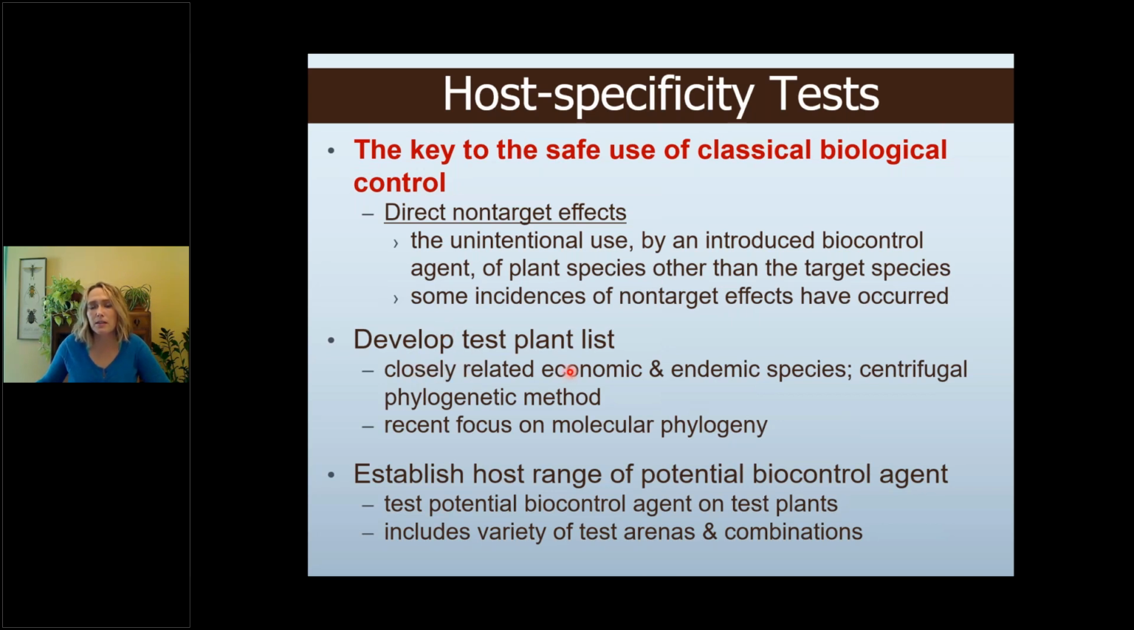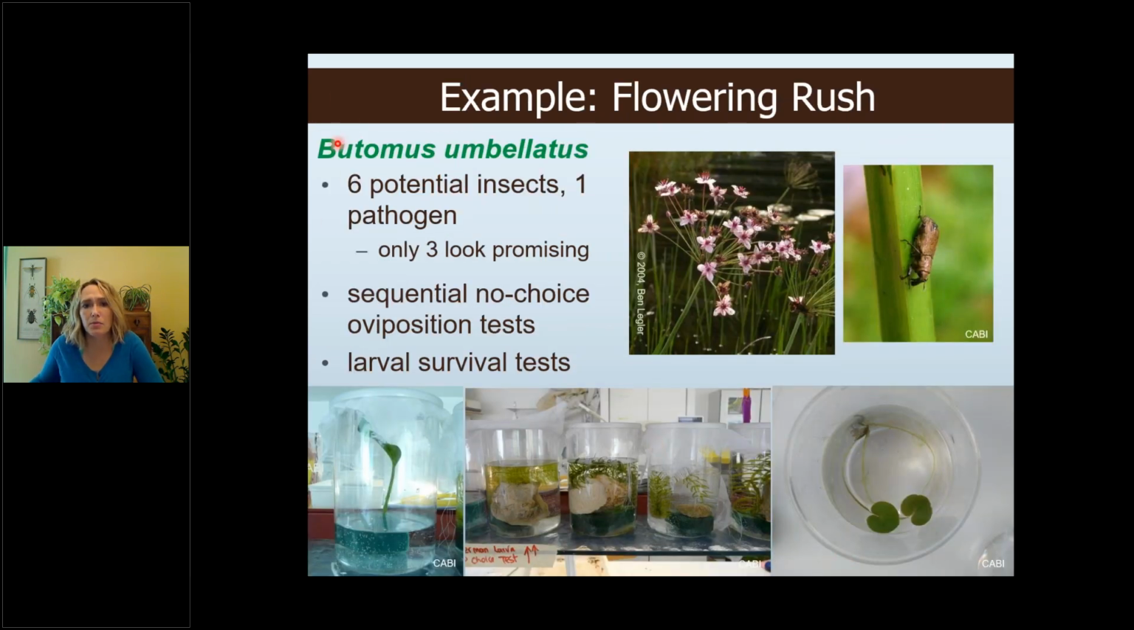But once this test plant list is developed, then you begin testing the potential biocontrol agents on those plants. That's going to involve a lot of different kinds of testing arenas and a lot of combinations of kinds of testing. And again, that's an hour-long presentation in and of itself. An example of this would be flowering rush. There were 6 potential insects and 1 pathogen that looked like they were listed as only feeding on flowering rush. In the end, we scaled that down to only 3 that actually look promising. So you can see how you can narrow these things down.